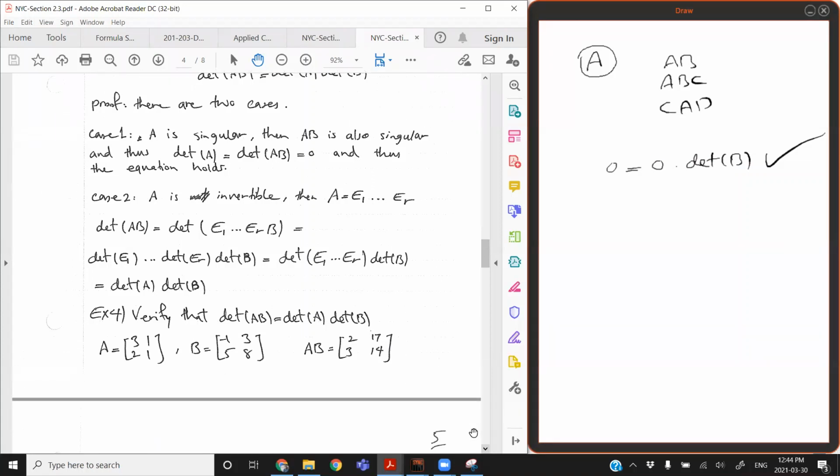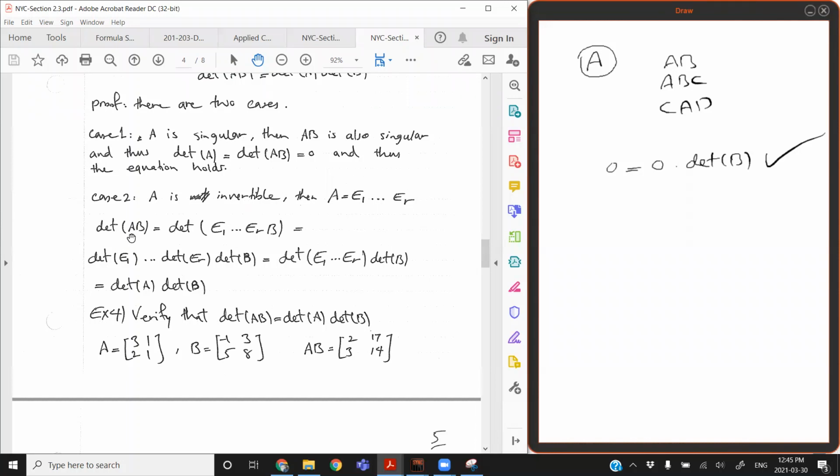What if A is invertible? Singular means not invertible. If A is invertible, then we know that A can be expressed as a product of elementary matrices. That's one of those equivalent statements. The invertibility of A guarantees the possibility of writing it as a product of elementary matrices.